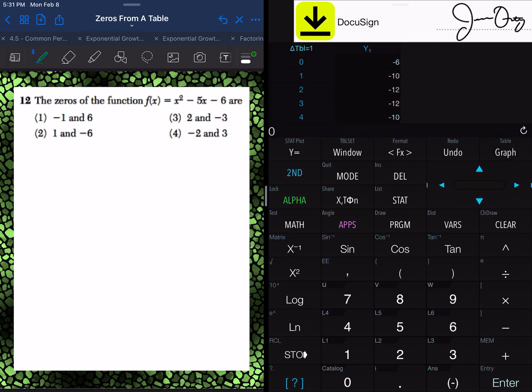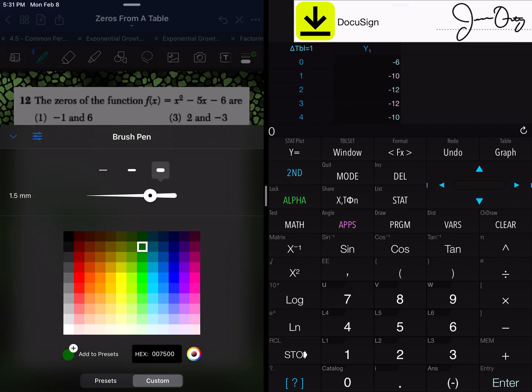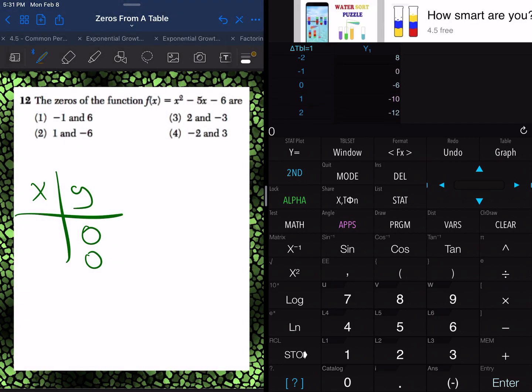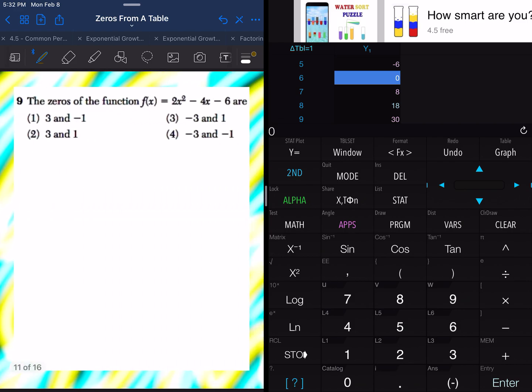So here's how you do this one. I look at my table. I am looking to see when y is 0, and there's probably going to be 2 of them. If I scroll up, I see that one is at -1, and I'm looking for the other one. Whoop, there it is, 6. So my answer would be -1 and positive 6.